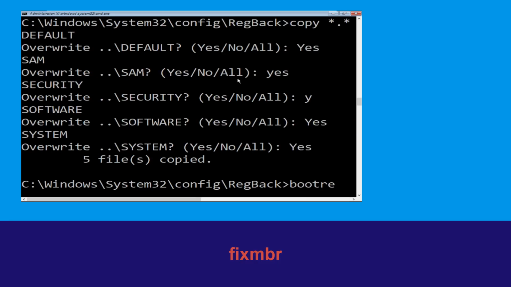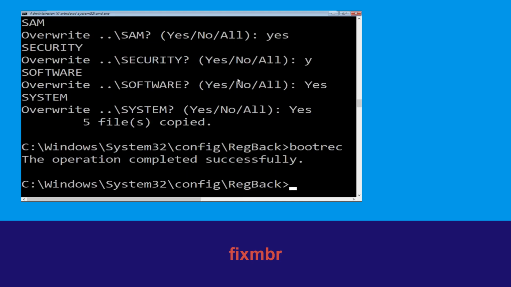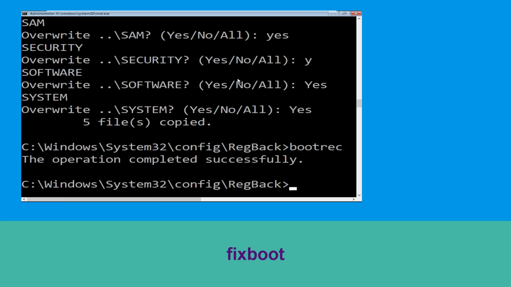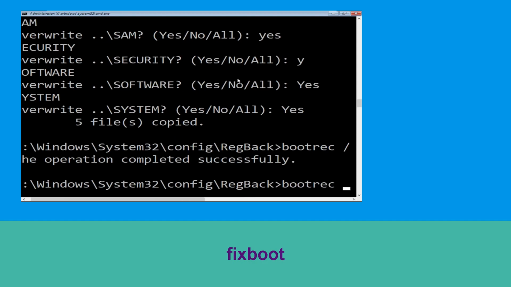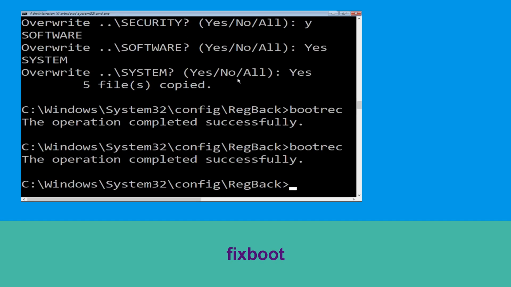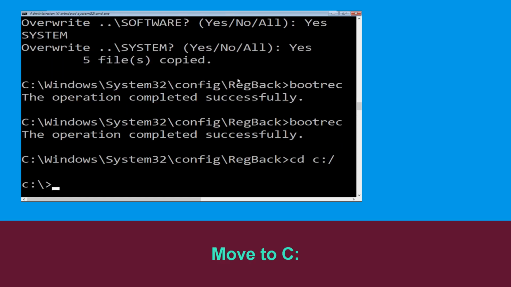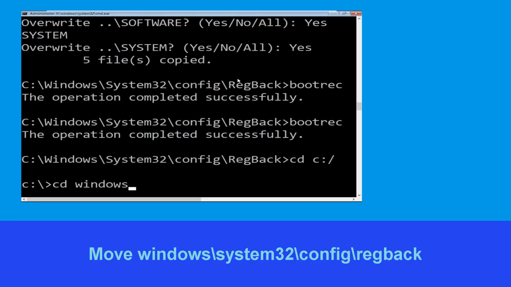Now execute this command. Type bootrec /fixmbr and simply hit enter. Now type in bootrec /fixboot and simply hit enter to execute the command. Now type in cd c:/ and simply hit enter to execute the command. Now type this command cd Windows/system32/config/regback and simply hit enter to execute the command.